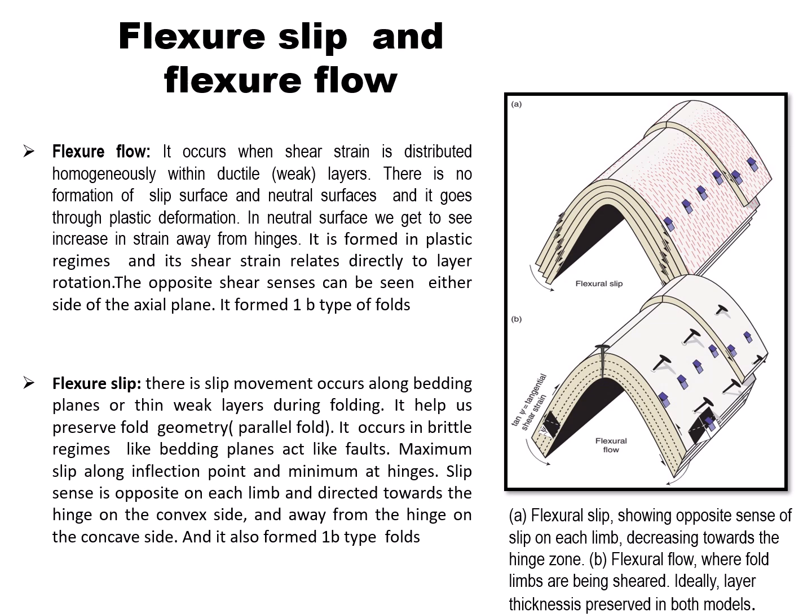If we talk about flexural flow, it occurs when shear strain is distributed homogeneously within the ductile or weak layer. There is no formation of slip surfaces or neutral surfaces, and it goes through plastic deformation. In neutral surfaces, we see increasing strain away from the hinges. It is formed in plastic regime and shear strain is related directly to layer rotation. The opposite shear sense can be seen on either side of the axial plane. It forms 1B type folds.